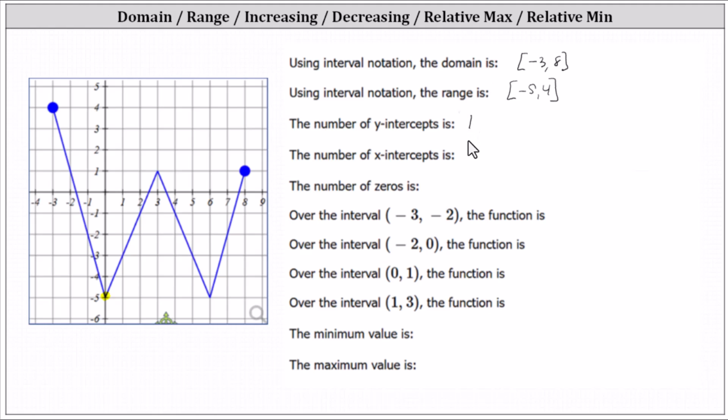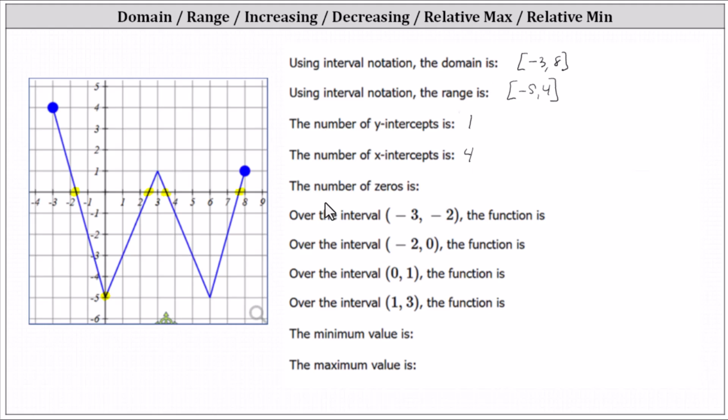Next, we want to determine the number of x-intercepts. An x-intercept is a point where the graph intersects or touches the x or horizontal axis. There are 1, 2, 3, 4 x-intercepts.